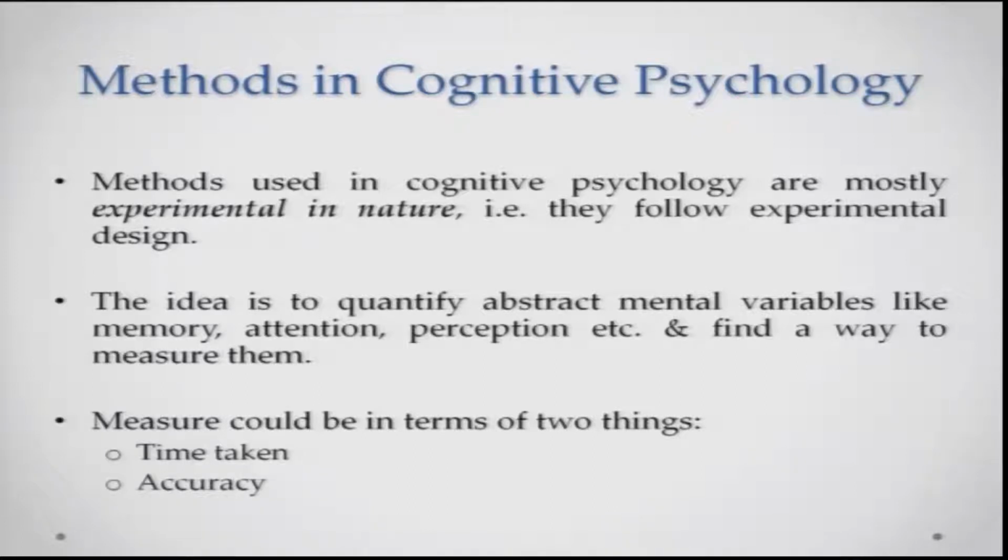Now, what are the kinds of measures that we use? Generally in cognitive psychology we measure the time taken to process a particular thing, or how accurately you process that thing. So, these are the two dependent measures of the dependent variable which we are actually taking into account.